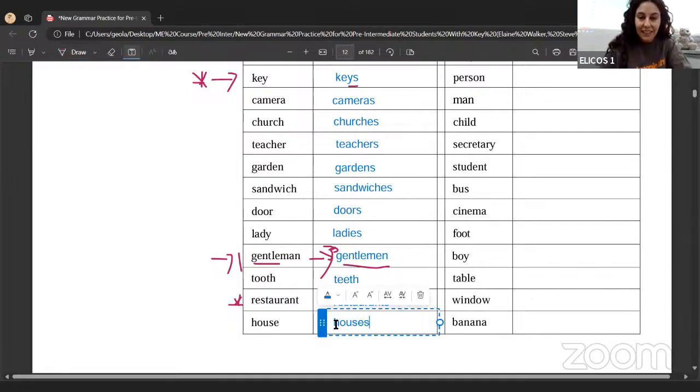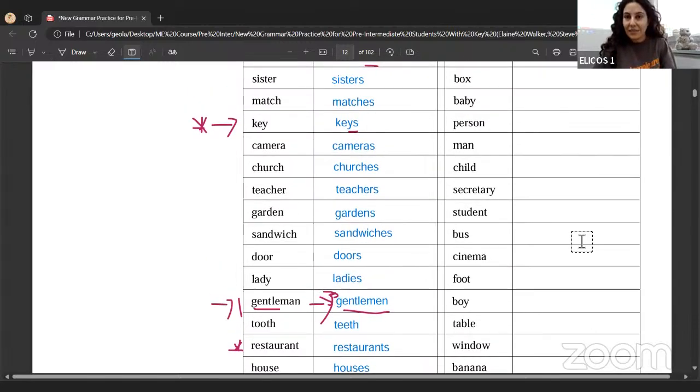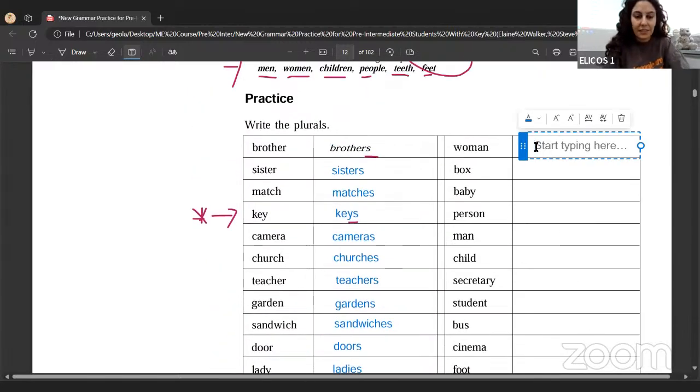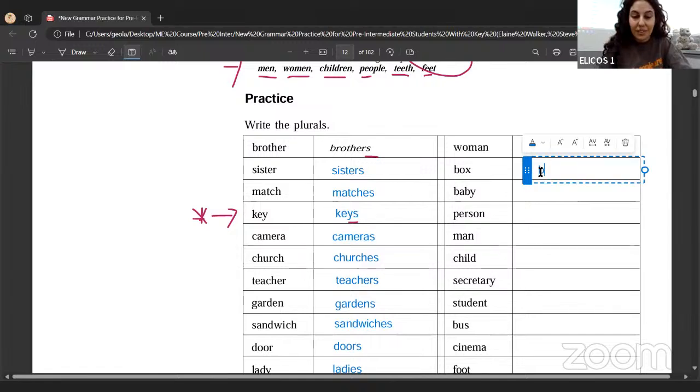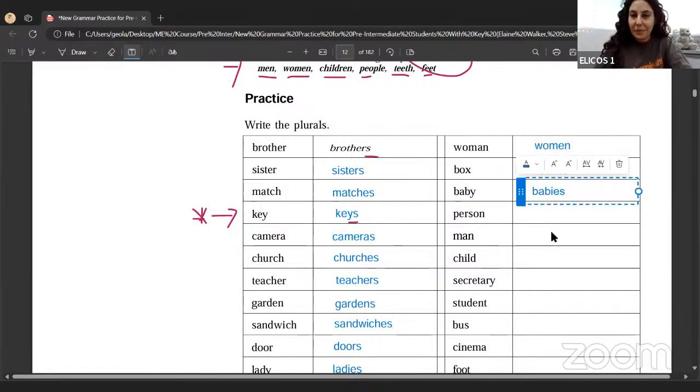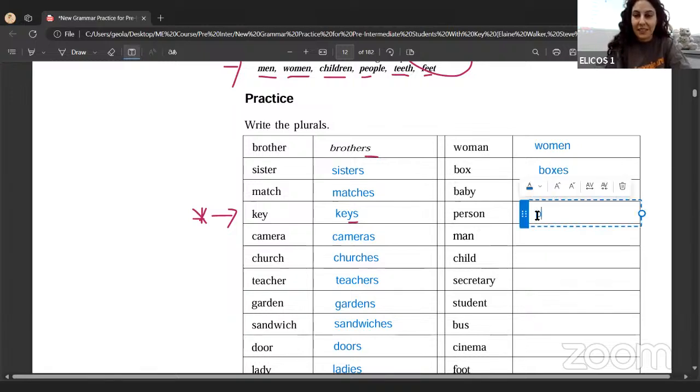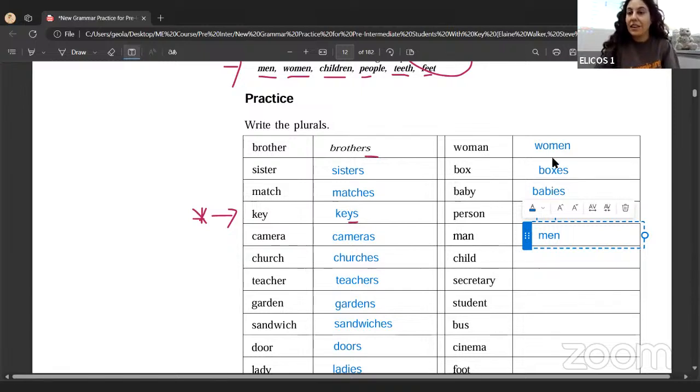House, houses. Yeah, we go back up here. Woman, women. Yeah, women. Boxes. Baby, babies. Person, people. Man, woman, women. Woman is the singular. Women is the plural.